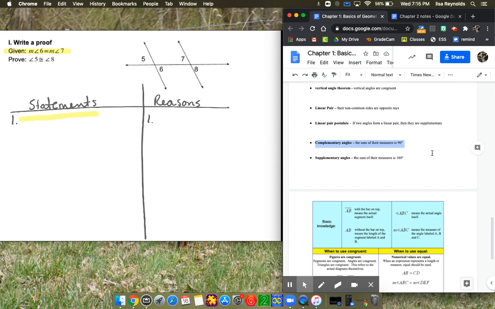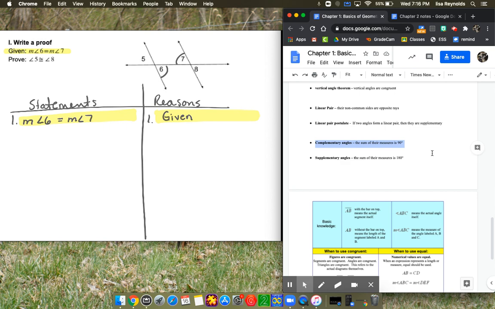You should be able to begin the proof with your given information, and the reason you can use that is because it was given to us. So everybody should be able to start with what was given. If you're given more than one piece of information, you can break it up into multiple steps. So we start with the measure of angle 6 equals the measure of angle 7.